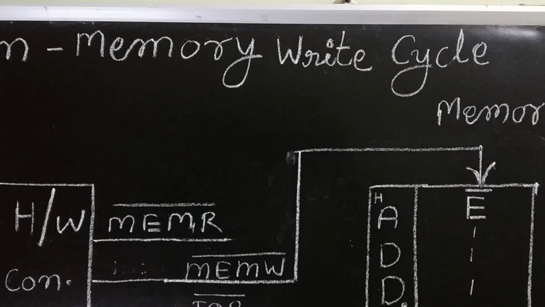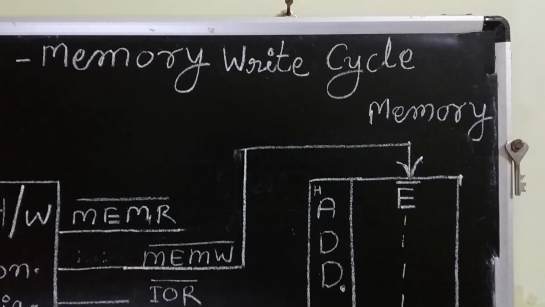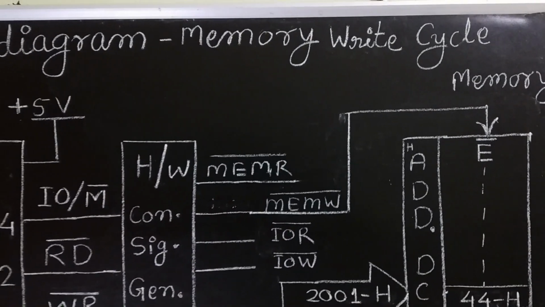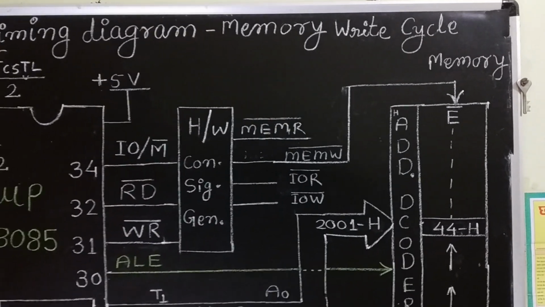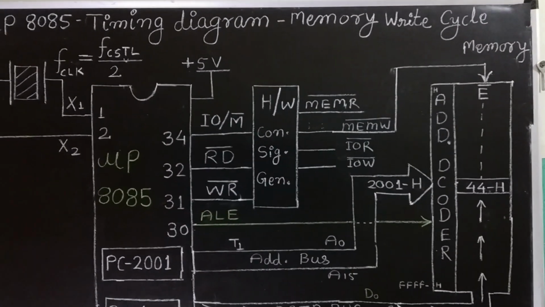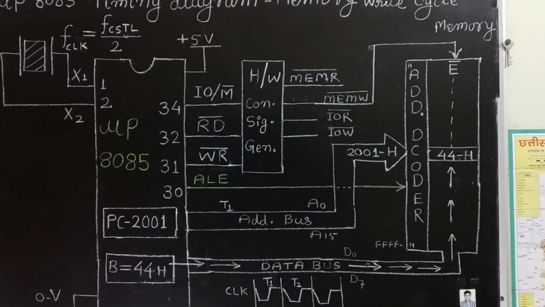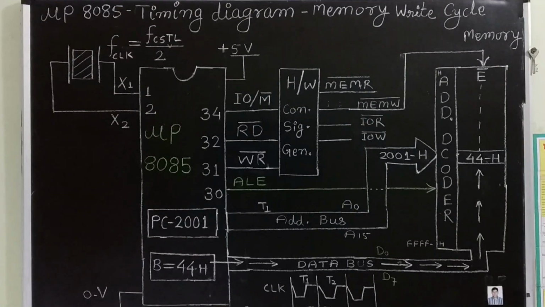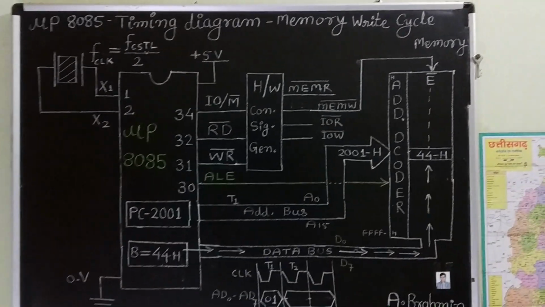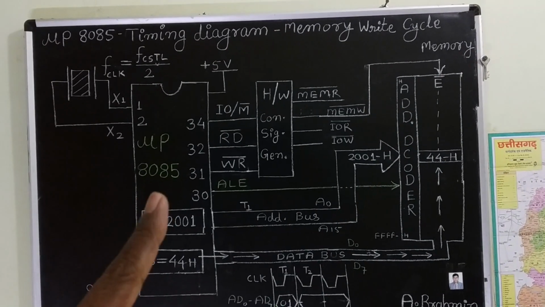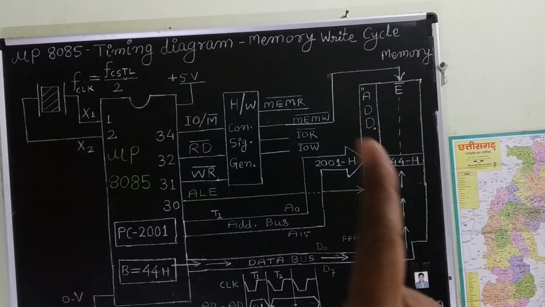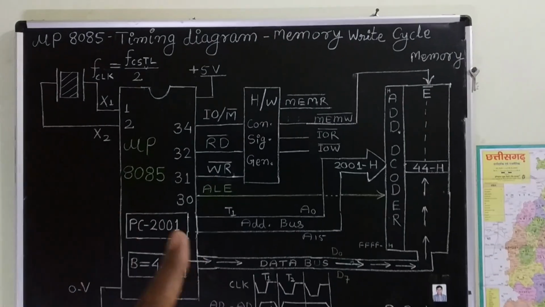Now we will understand the memory write cycle. As it is a memory write cycle, the data must be transferred from the microprocessor to memory, because it is a write cycle.